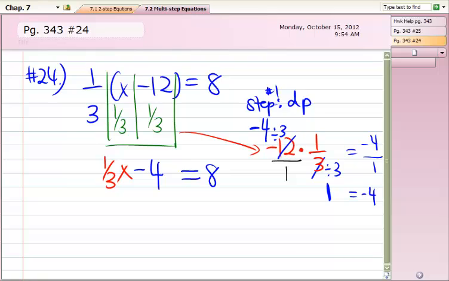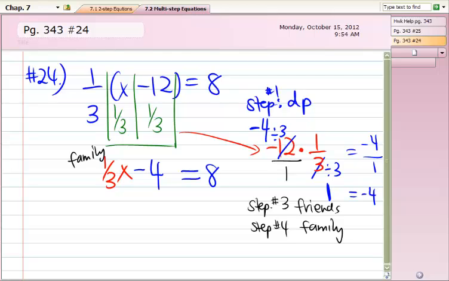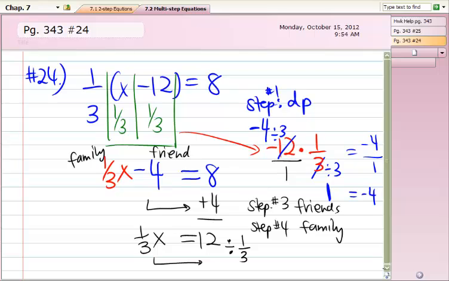Here I'm going to do the last two steps. So I'm skipping step number 2, which is to combine like terms. I'm going to do step 3 and step 4, which is friends and then family. So remember, family is the numbers close to x, the variable, and friends are a little bit farther away. So the 1/3 is going to be the family number, and the negative 4 is the friend number. So negative 4 exits out of the birthday party first, and we're going to add 4 with the 8, and we're going to get 12, and I still have my equal sign, and I still have 1/3 x on the left hand side.